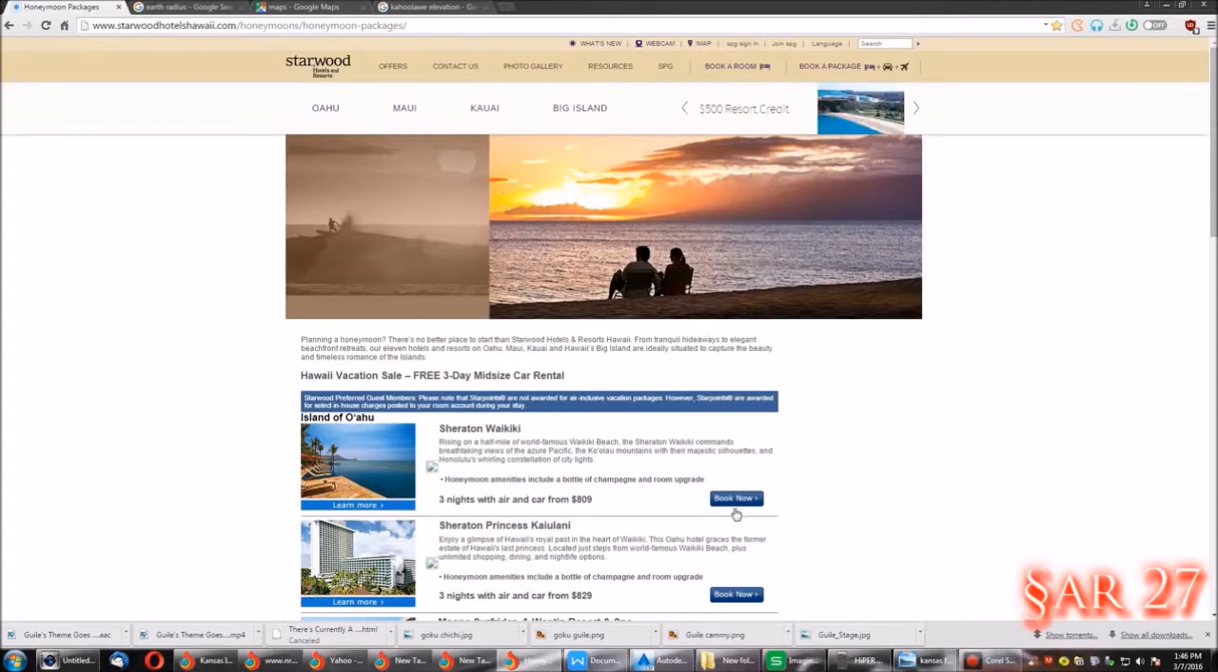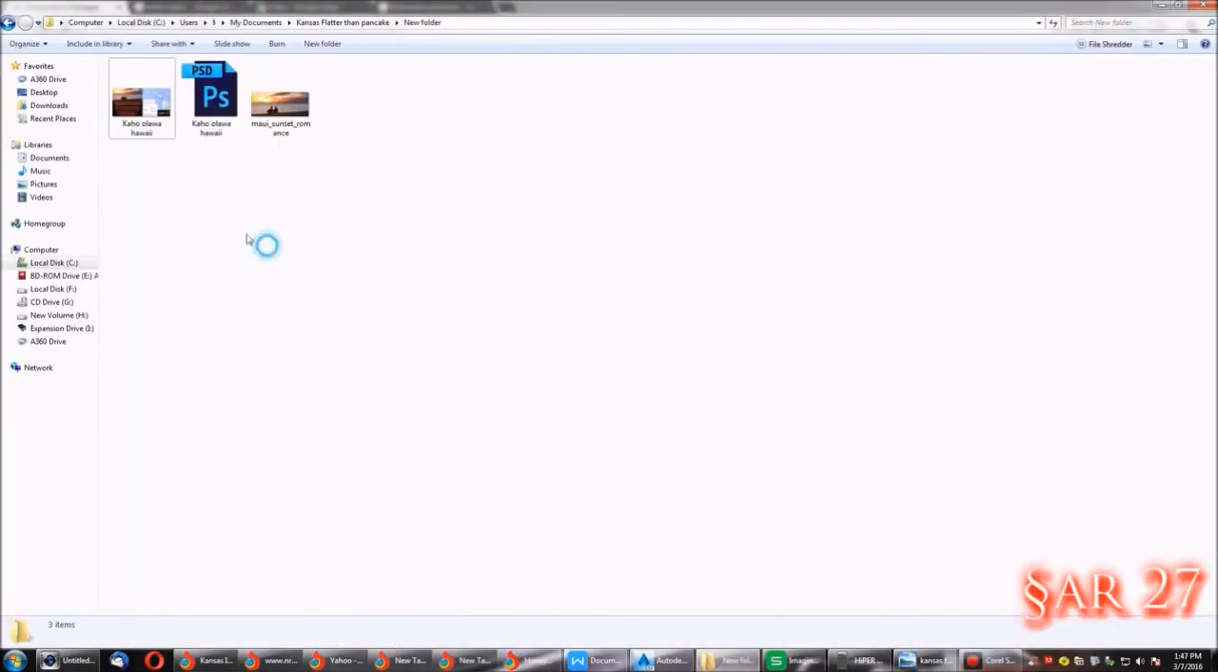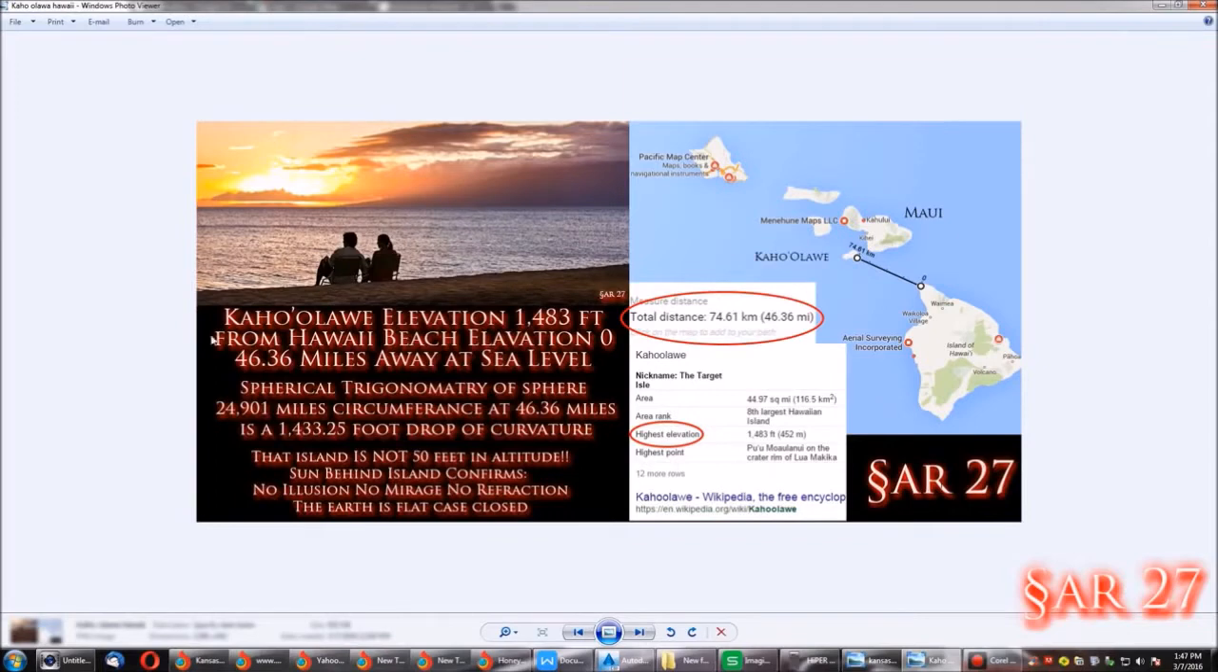And we're going to plot this out, but already I have made a diagram for it. Kahoolawe elevation is 1,483 feet, which is this island right here. They're on the beach here, looking at the island of Maui over here. Kahoolawe is right there. So it's an elevation of 1,483 feet from Hawaii Beach, and it's a total of 46.36 miles. Point A to point B is 74.61 kilometers or 46.36 miles. Now, with a spherical trigonometry of a sphere of 24,901 miles in circumference, at 46.36 miles it is a 1,433.25 foot drop of curvature.